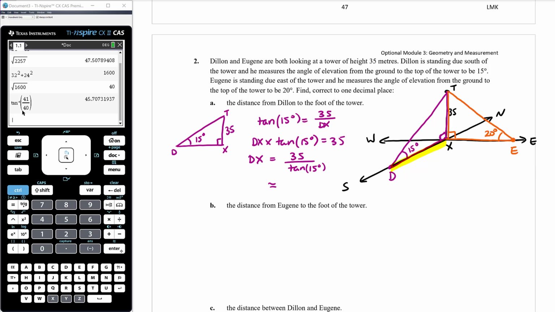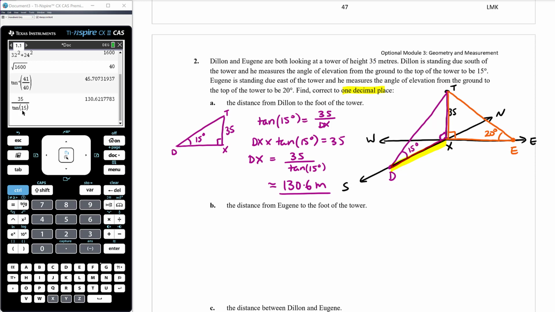And we want our answers to one decimal place. 35 divided by tan 15, control enter, to one decimal place, that is 130.6, and it's a distance and the units are in metres.